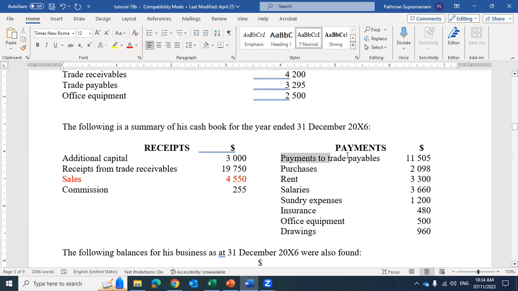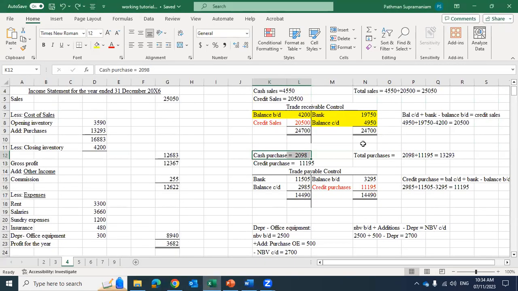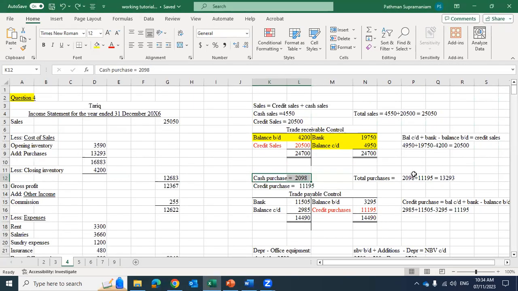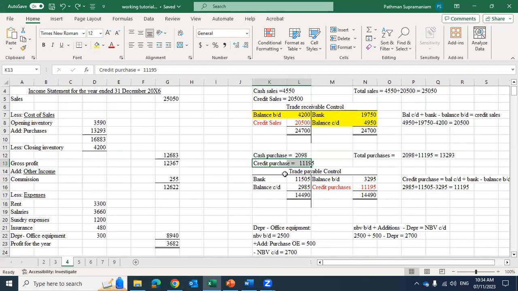You should not pick payment to trade payables, for the same reason as I mentioned earlier with the receivable, because this is what we are paying suppliers now for a credit purchase made earlier. This is not what we should pick. We should pick this one. Okay, so this is our cash purchase, 2,098.